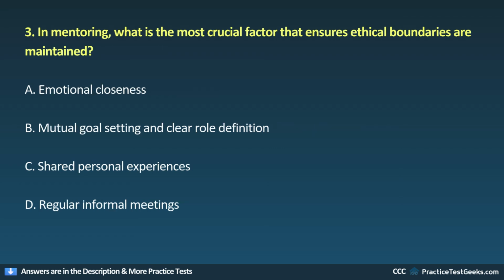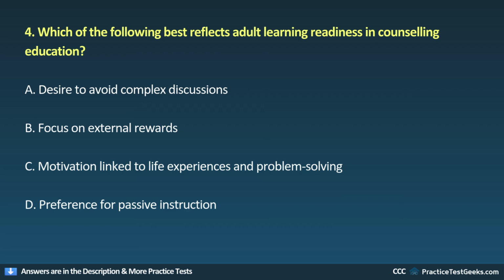3. In mentoring, what is the most crucial factor that ensures ethical boundaries are maintained? A. Emotional closeness. B. Mutual goal setting and clear role definition. C. Shared personal experiences. D. Regular informal meetings.